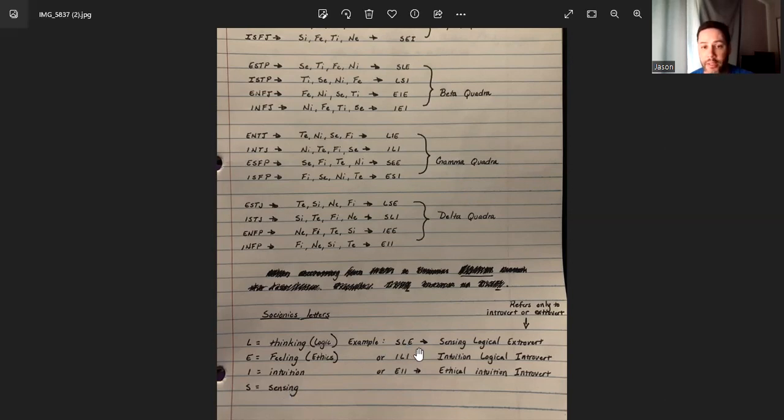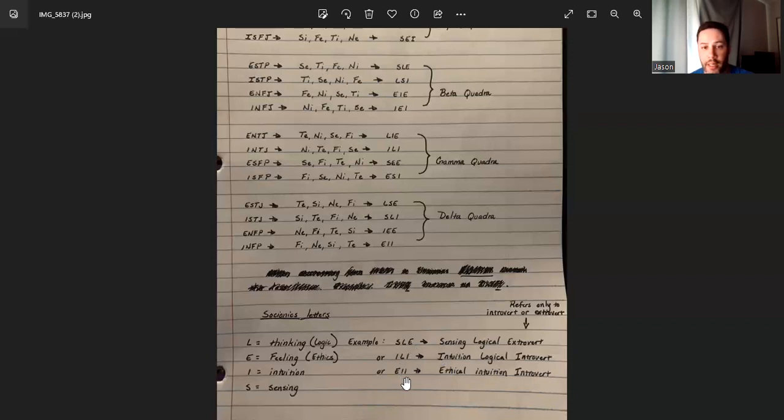Okay, so examples here, SLE: you have a sensing logical extrovert. Sensing for the S, L for logical. And then we throw in an extrovert or an introvert at the back of that, just to let you know what kind of sensing it is. Extroverted sensing, so it's SE right here, ESTP. SLE, SE. ILI: you have an intuitive, then logical. And what kind of intuitive logic? An introverted, introverted intuitive.